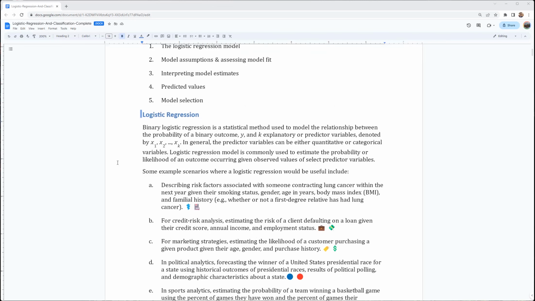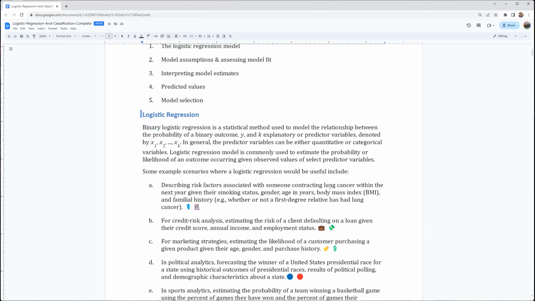So logistic regression is similar in spirit to multiple linear regression. And specifically, we're going to be talking about what's called binary logistic regression in this activity. Most people just refer to this as logistic regression, but there is a slight distinction for the case in which we have two possible categories for the response variable, which is what we're focusing on here.